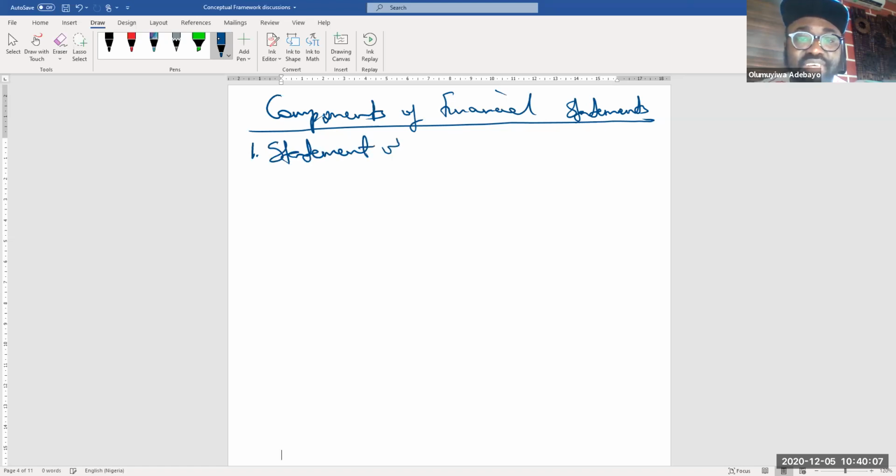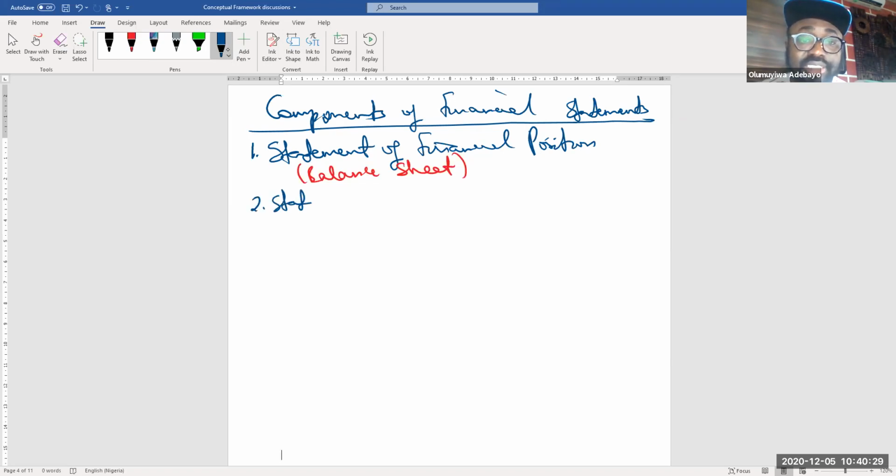One is statement of financial position, which some people will call balance sheet. The standards still warrant you to call it balance sheet if you decide to choose so.